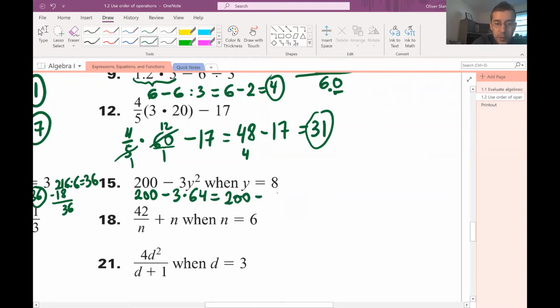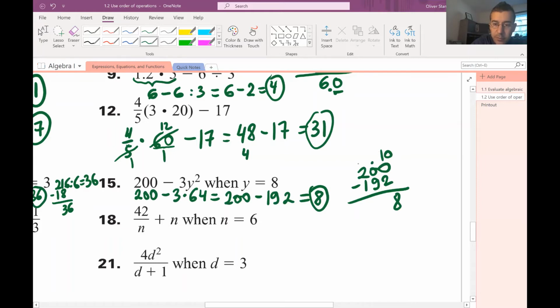3 times 4 is 12. 2 and 1. 3 times 6, 18 and 1, 19. 192. And that is 8, right? Why? Because 200 minus, let's do it on the side. 0 minus 2 doesn't go, so we borrow 1 from here. This becomes 10. 10 minus 2 is 8.